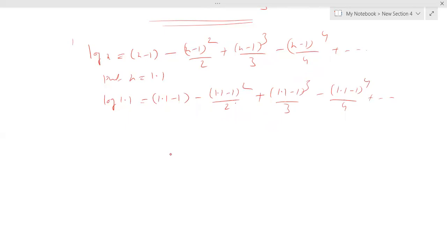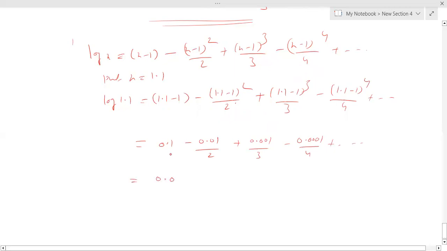Okay. Simplifying, 1.1 minus 1 means 0.1, minus 0.1 whole square means 0.01 by 2, plus 0.001 by 3, minus 0.0001 by 4, plus and so on. Simplifying this expression, finally we get 0.0953. That's all. This is the answer.